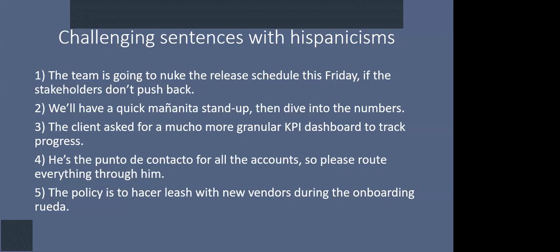At least punto de contacto, number 4, we know that we have an equivalent stock phrase for that. So point of contact. Okay, that's alrighty. Mañanita stand up. Okay, so what's that? It's like maybe they're referring to una breve reunión.